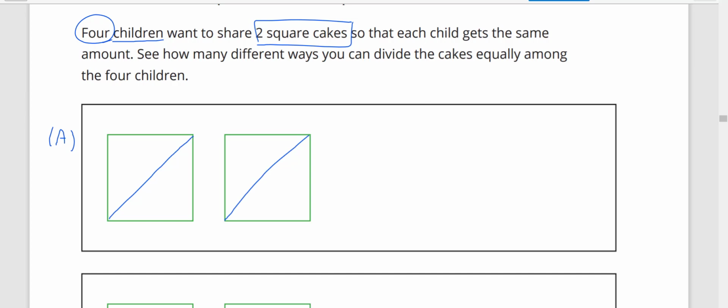So the fraction of this part is half. This first part takes one child, the second part takes the second child, this part takes the third child, and this part takes the fourth child.